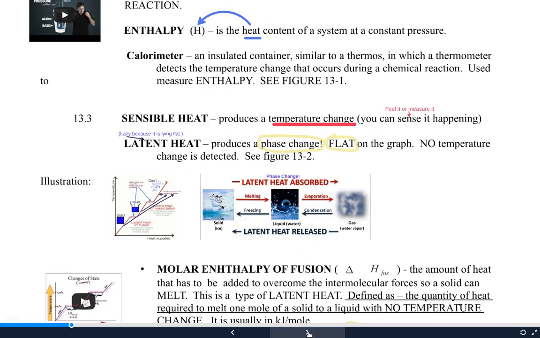Okay, and that's all we need. We only need coffee cup calorimetry. We may have a chance to go through one of those little coffee cup calorimeter experiments, and if we do, we'll fit it in and play around with it some.